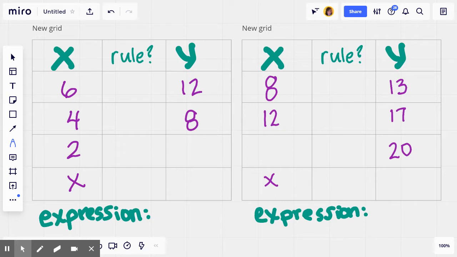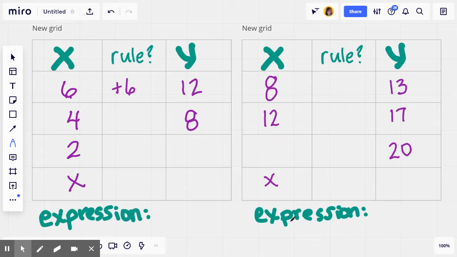The first two values are 6 for X and 12 for Y. I'm going to give you a second to think about what might be the rule. What might I have done to that 6 to turn it into a 12? I'm thinking that you're thinking, right? There's a couple of different options here. One of them is that I could have just added 6, because 6 plus 6 would be 12. Okay?